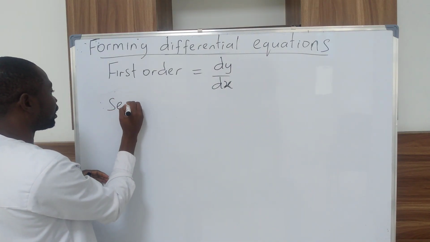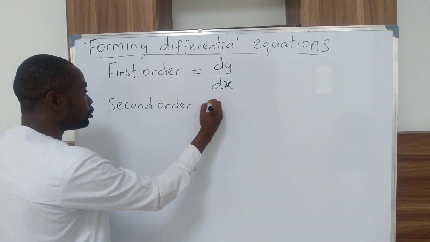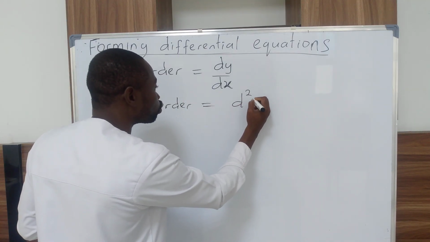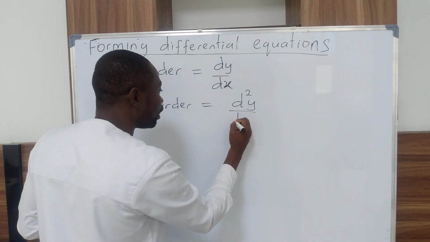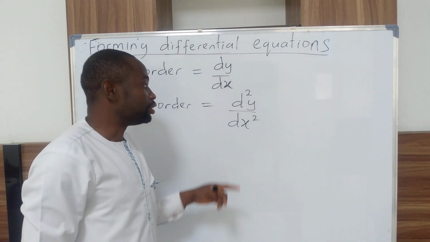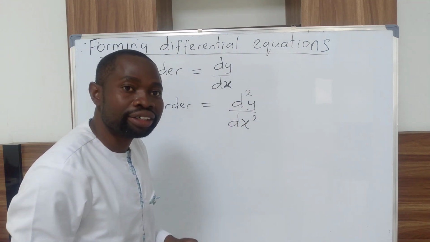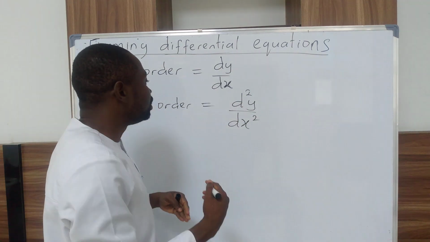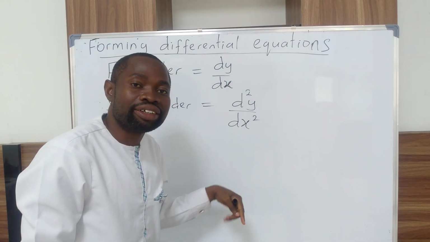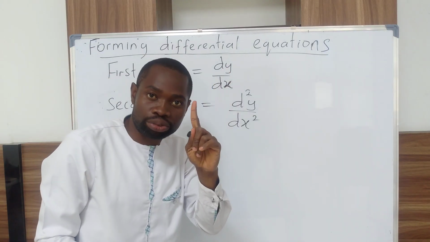Now, second order is represented as d squared y over dx squared. When you have d squared y over dx squared, it simply means you are differentiating the first order again. That means you are differentiating the function two times.